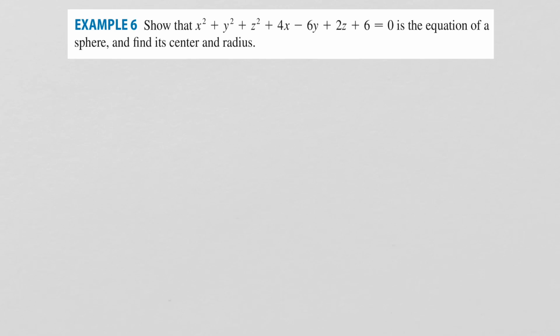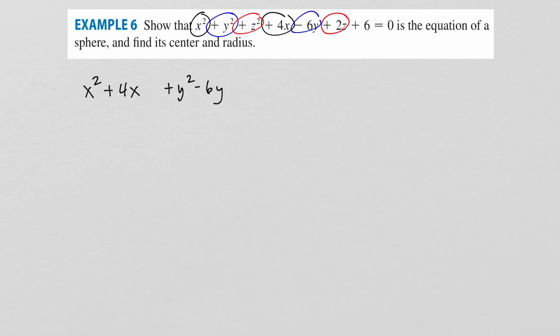Next, we want to show that the following equation is the equation of a sphere, and then also find its center and its radius. So as I write down this equation, I'm going to reorder the terms a little bit. I'm going to put x squared plus 4x next to each other. Then I'll put positive y squared and negative 6y next to each other. And finally, positive z squared and positive 2z next to each other. And then the plus 6 here, I'm going to move that over to the other side.